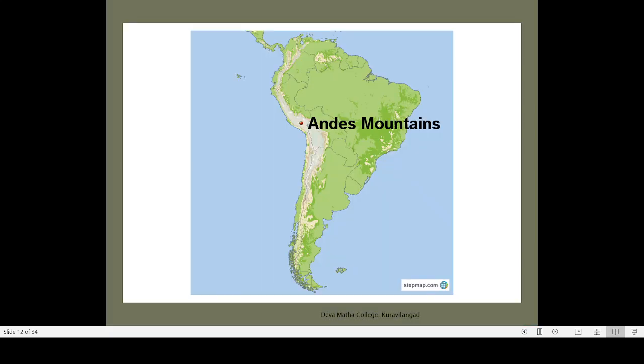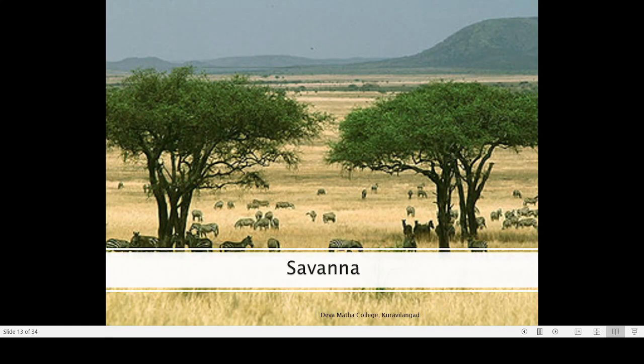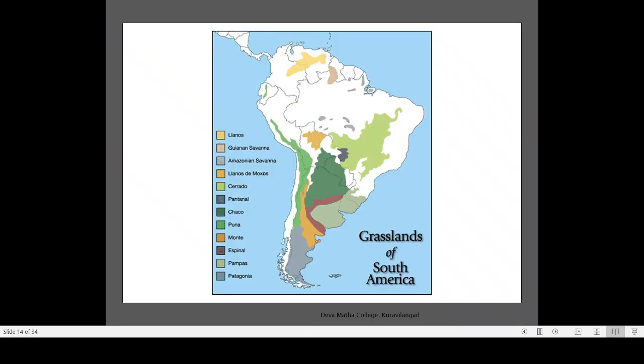Then here you can find another picture showing the extent of the Andes mountain. How long is this Andes mountain? I think more than 2,000 or 3,000 kilometers in length. And this is a savanna. What is a savanna? Savannas are basically grassland, and in this grassland, a few trees may be there, but not as many trees as in a forest. So savannas are grassland. Here you can see that.